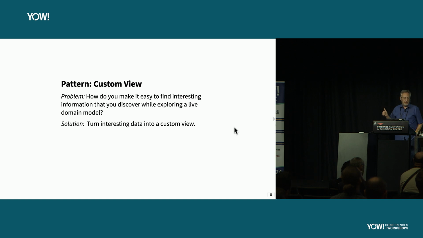So the one big pattern we've seen over and over again is custom view. How do you make it easy to find interesting information that you discover while exploring a live domain model? So the clue is to turn this interesting data into a custom view. Typically, if you're a developer, you're answering questions, you find the answer, but the process of finding it and what you got in the end, you have the answer to your question, but then all that work is lost. Here, we take that whole process and turn it into an artifact, a custom view, so it stays there. So you can see it again tomorrow, and your colleagues can see it.